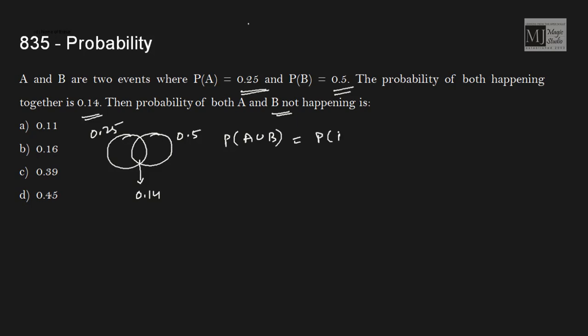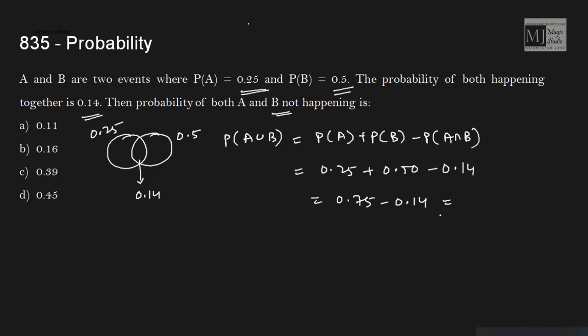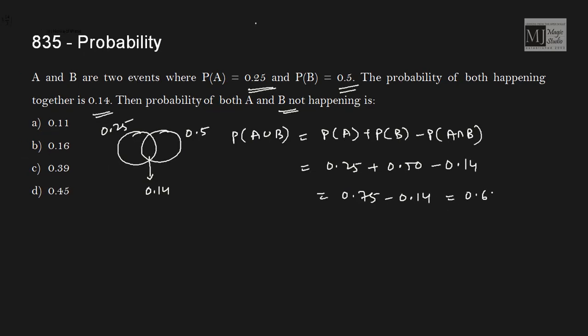A union B is P(A) plus P(B) minus the probability of both happening together, that is 0.25 plus 0.5 minus 0.14. 0.75 minus 0.14 is 0.61. So we need to find the probability of both A and B not happening. Not happening is A union B complement, that is given by 1 minus 0.61, that is 0.39. 39% chances are that both A and B will not happen.